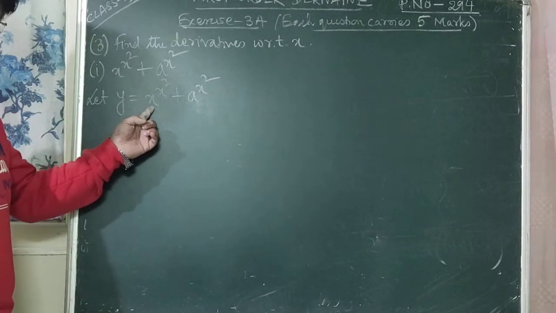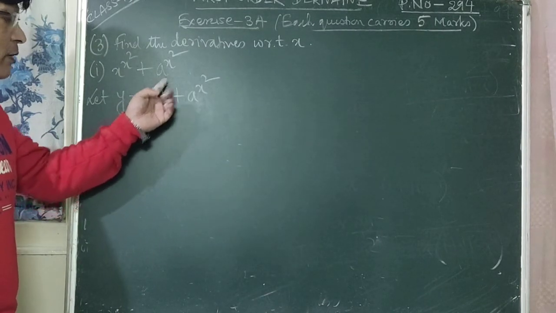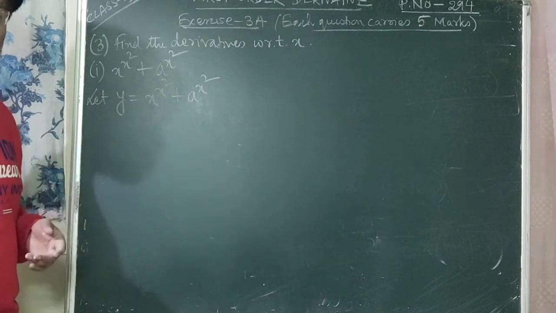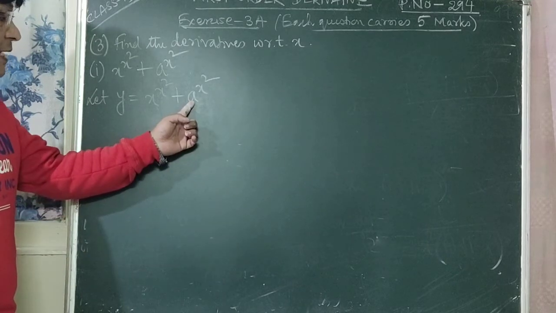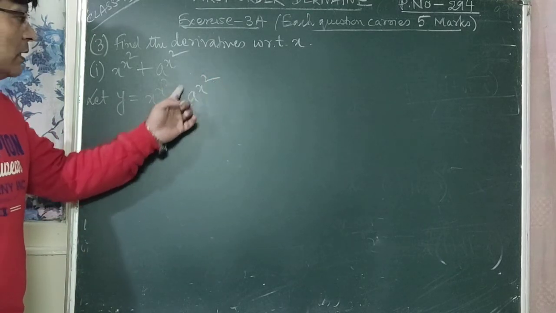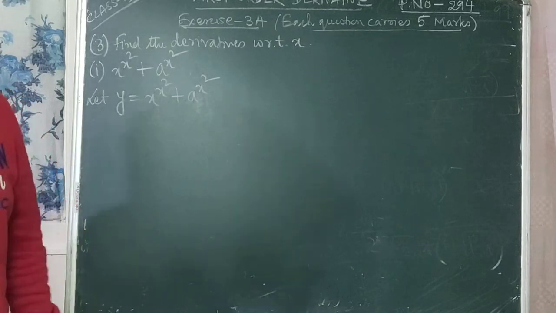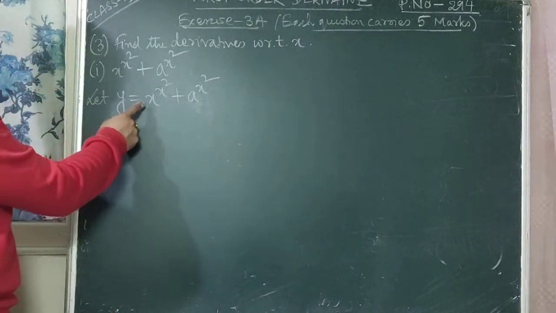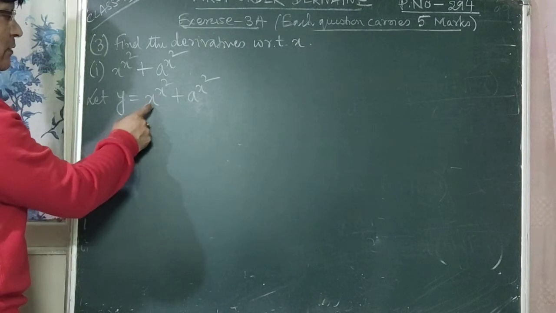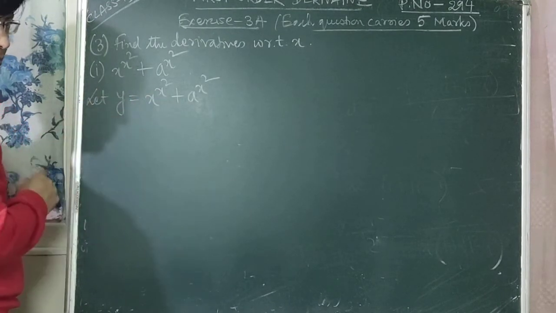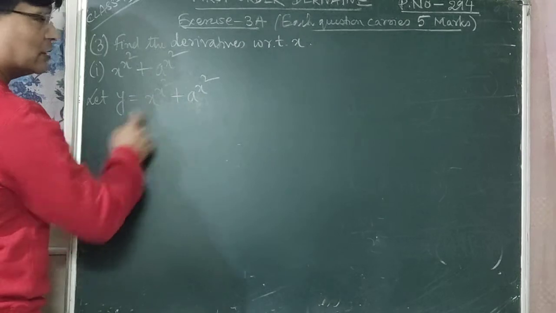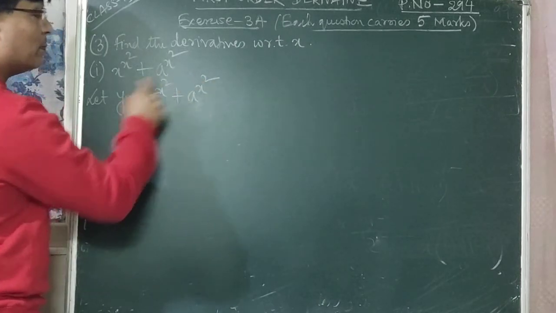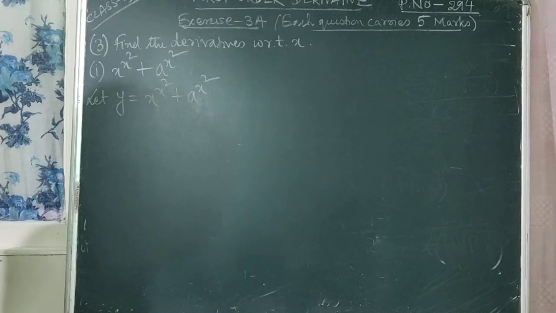So for the first term, both the base and the powers are the variables, that means you have to take log here. But this base a is a constant but power is a variable. In this case we don't need log here. Okay, for here, since this base and the powers are the variables, you have to take log here. But for the second term, a is constant but only power is a variable, so we don't take log here.